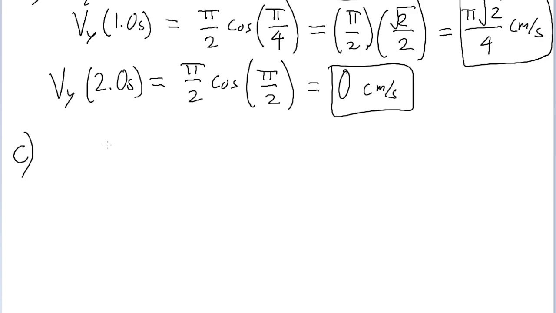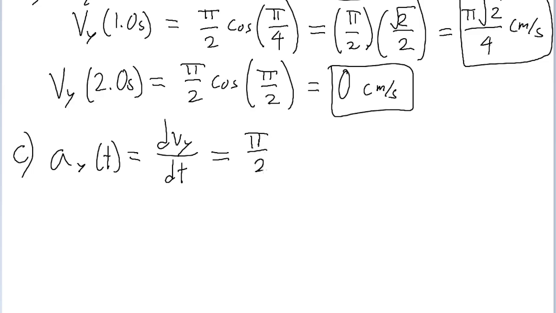Now we're going to need to take the derivative again to find a formula for acceleration, because acceleration is the derivative with respect to time of velocity. Once again, this is a pretty basic trigonometry derivative. Recall that the derivative of cosine is negative sine. So we've got the pi over 2 on the outside, but then we make it negative and multiply by the sine of pi t over 4.